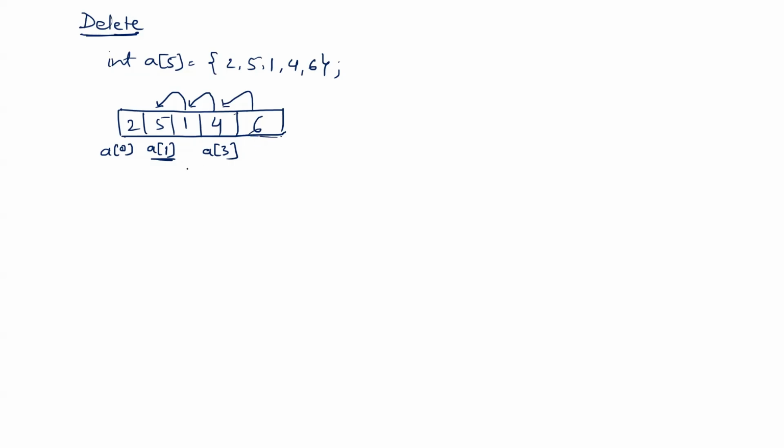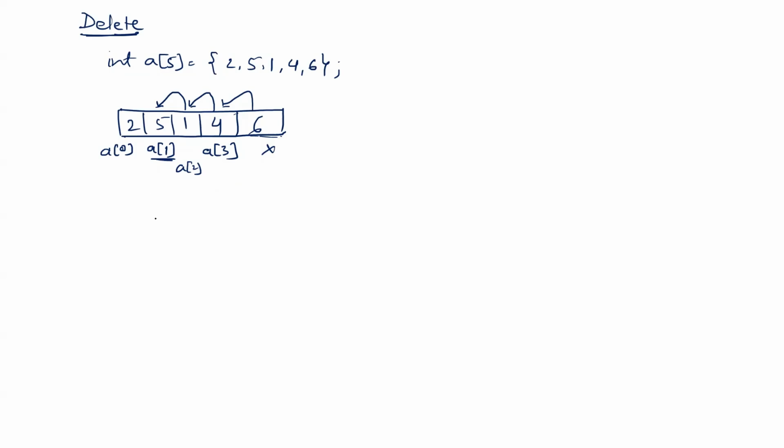So what we have to do? We have to print only the 4 numbers. That is a of 0, a of 1, a of 2, and a of 3. And don't print a of 4. In this way, you can get your desired result.